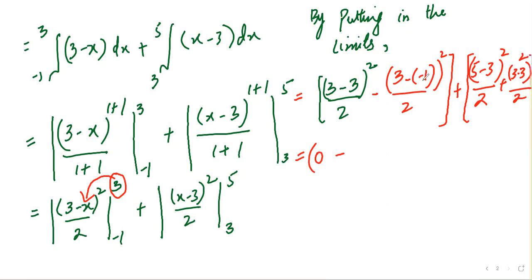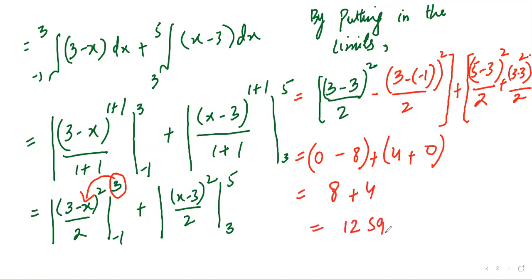Minus minus plus, 3 plus 1 is 4, 4 square 16, 16 by 2 is 8. Then plus 5 minus 3 is 2, square of 2 is 4, 4 divided by 2 is 2, plus, and then 0 here as well. Now the function will become, we are going to eliminate this negative sign because of the modulus. So 8 plus 4, the answer would be 12 square units. So ये इसका आंसर होगा.